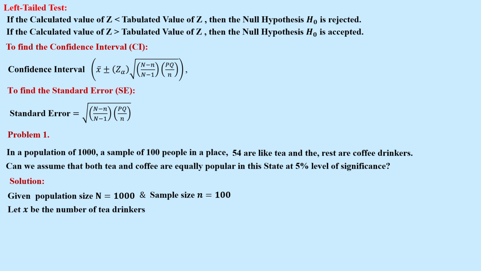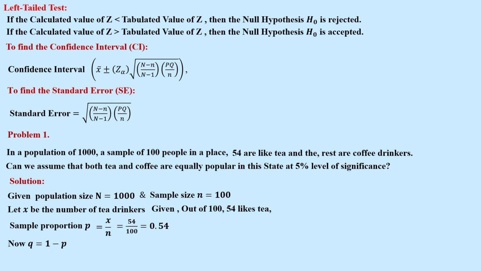54 like tea; let x be the number of tea drinkers. So out of 100 you have 54, so the sample proportion p is equal to x by n, that is 54 by 100, which is equal to 0.54, and Q is equal to 1 minus p, that is 1 minus 0.54, which is equal to 0.46.